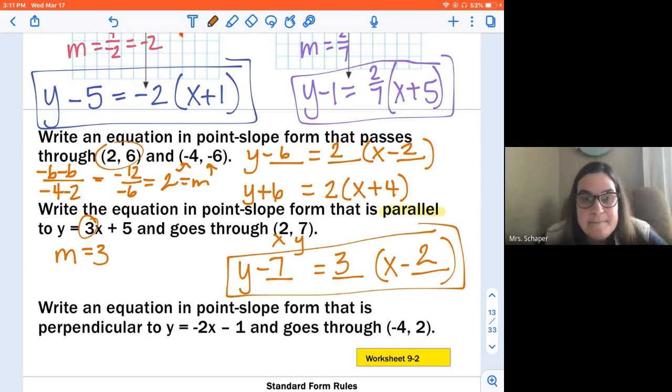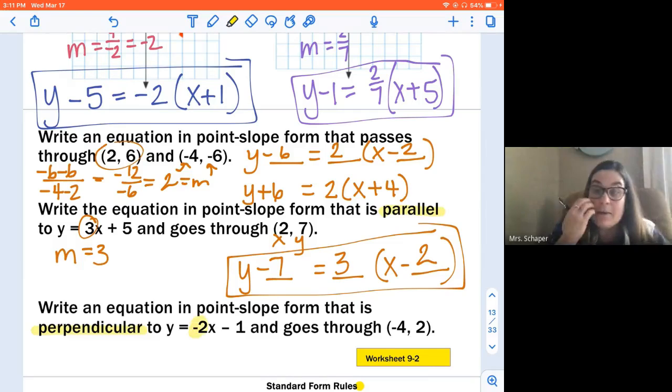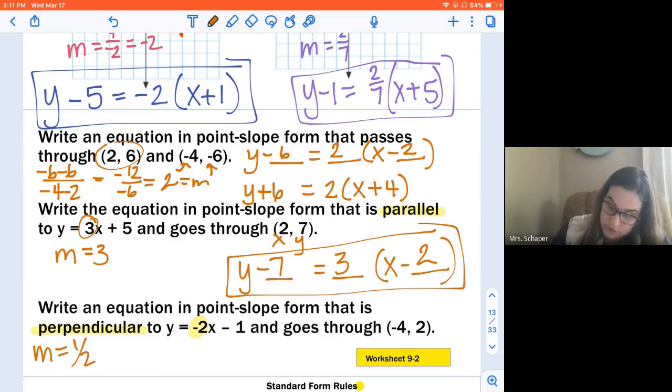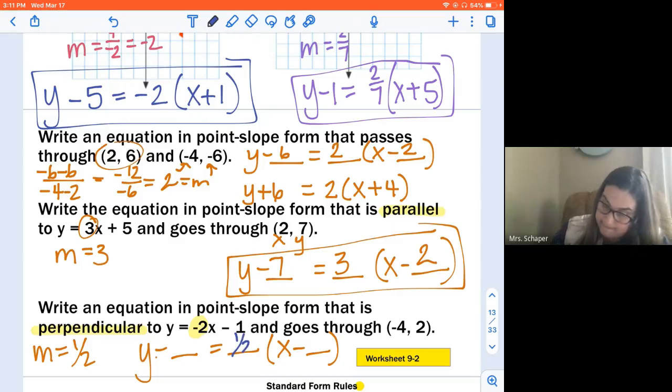One more, then it's work time for you. All right. We're going to write an equation in point slope form that is perpendicular. Perpendicular means my slopes are opposite and flipped. So the opposite of -2 is going to be positive 1/2, opposite and flipped. So my new slope is 1/2. So when I write out my equation, it's y minus something equals something times the quantity x minus something. My slope goes right here. My x is -4 and my y is 2. It's about filling in the missing information.